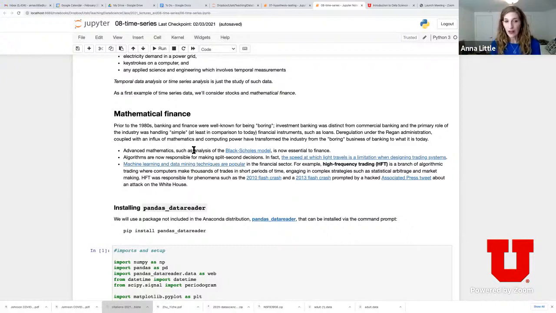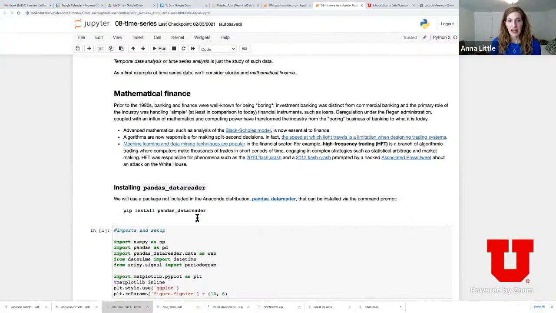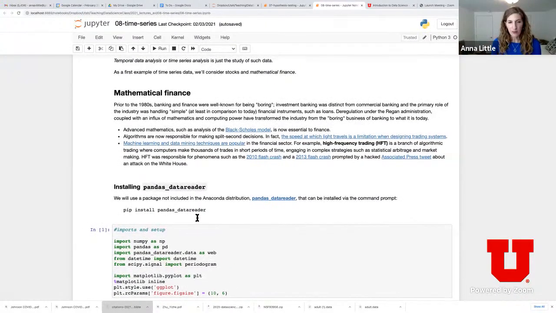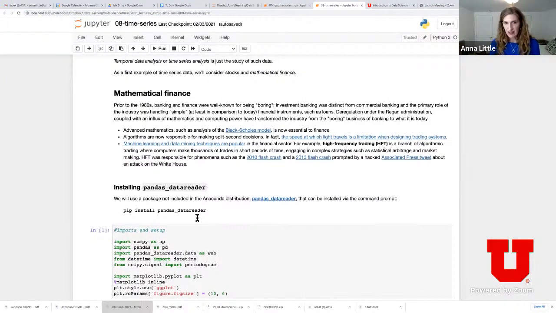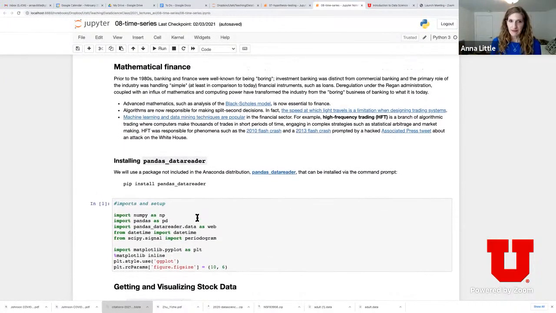So for example, the Black-Scholes model uses very advanced mathematics to model the financial world. And you have many algorithms that are responsible for making split-second decisions. And so machine learning and data mining techniques have become very popular and more important to the industry. For example, high-frequency trading is one branch where you make thousands of trades in a short period of time.